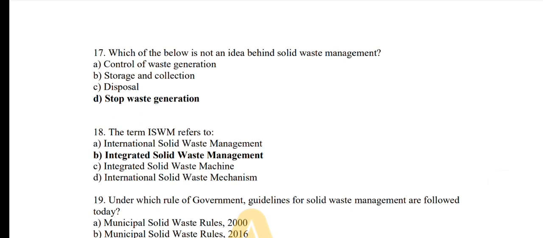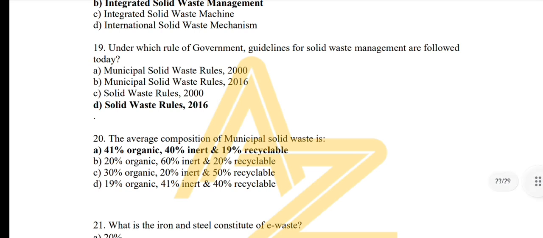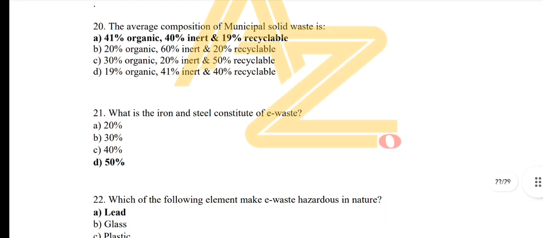17th question. Which of the below is not an idea behind solid waste management? Stop waste generation. 18th question. The term ISWM refers to integrated solid waste management. 19th question. Under which rule of the government are guidelines for solid waste management followed today? Solid waste rules 2016. 20th question. The average composition of municipal solid waste: 41% organic, 40% inert and 19% recyclable.